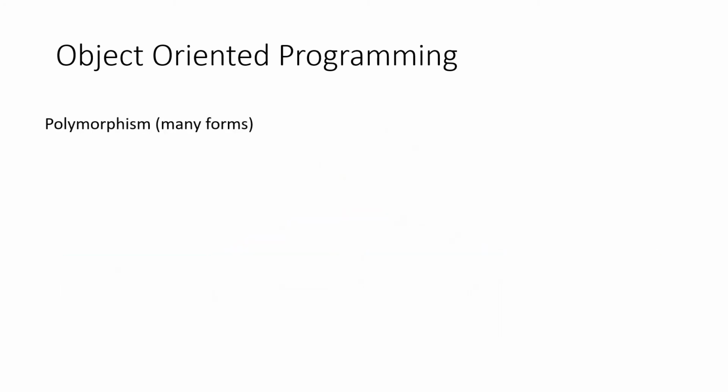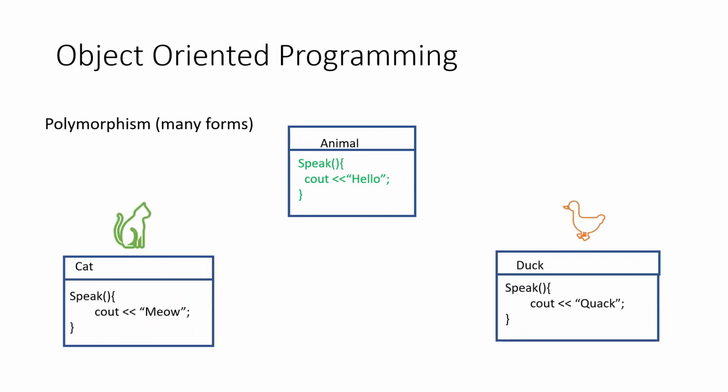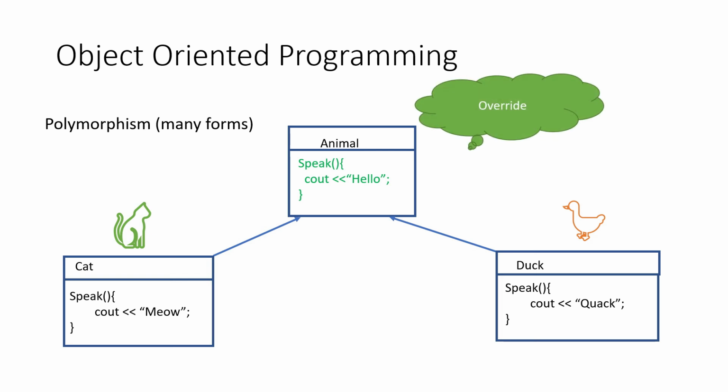Now, let's discuss polymorphism. The word polymorphism means many forms. Suppose we have an animal class, and cat and duck classes are its subclasses. Each of the subclasses is redefining the speak method. Redefining the methods of a parent class is called overriding in object-oriented programming. Now, if you call the speak method from the object of the cat class, it will output meow. And the speak method from the object of the duck class will output quack.